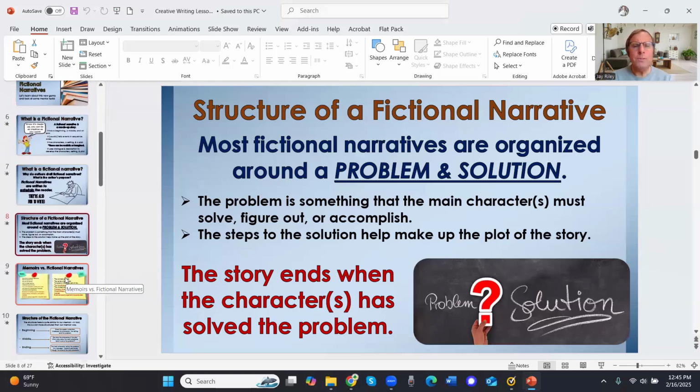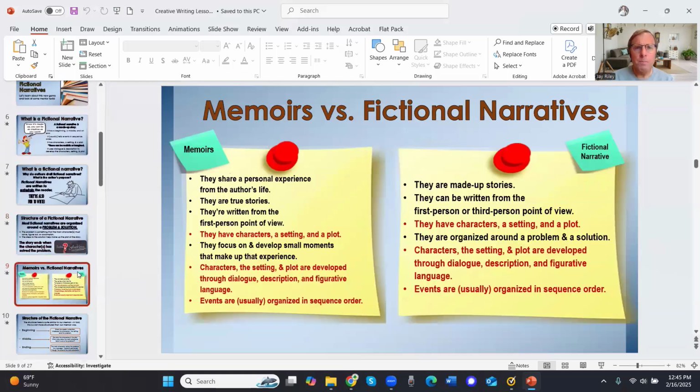So we've talked about memoirs before. Memoirs focus on personal experiences and they're true, whereas fictional narratives have made up characters. Our memoirs are told from a first person point of view because we're telling a story from our own life. But a fictional narrative, we can tell it from the first person point of view, or we can tell it from the third person point of view. So there are some similarities between memoirs and fictional narratives.